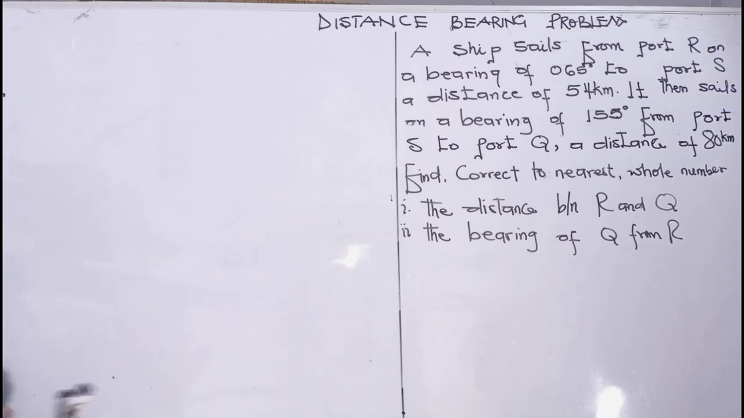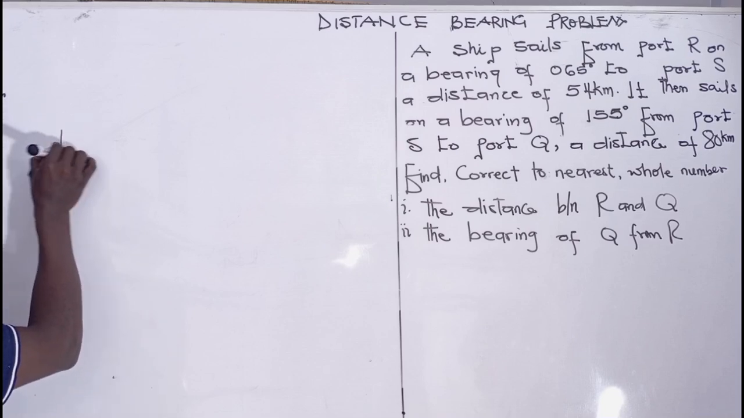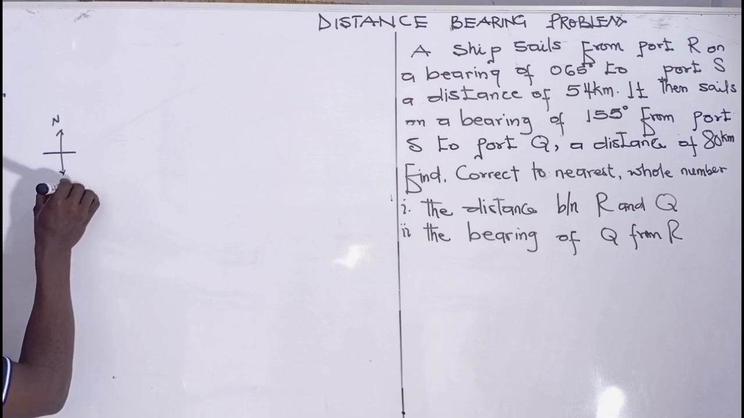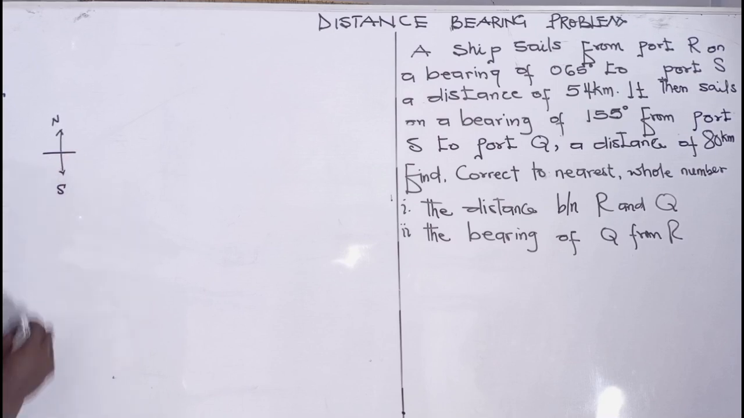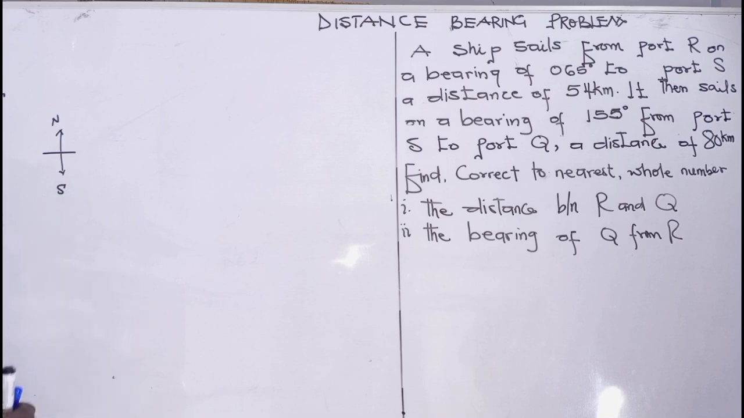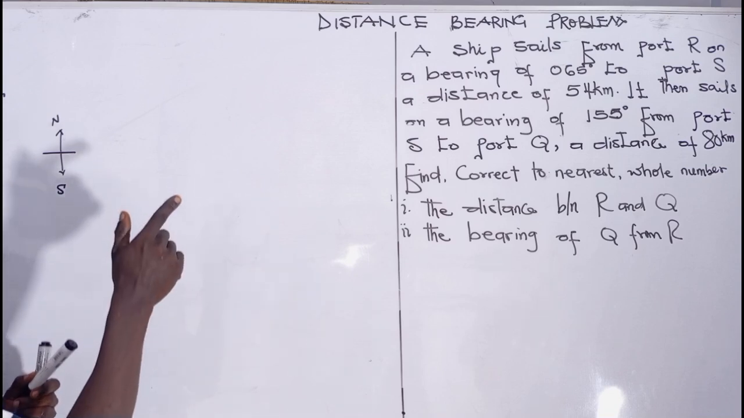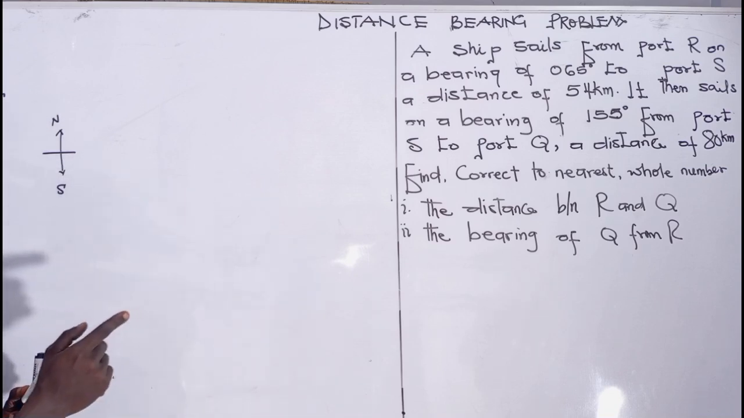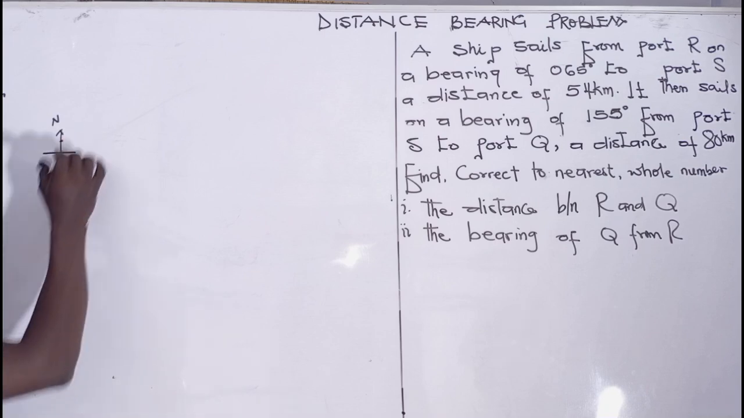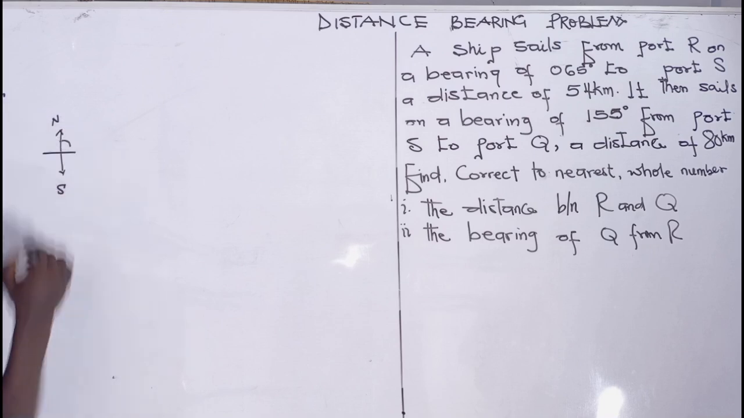So in bearing, the first thing that you're supposed to do is to draw your cardinal points. So we have this, our north pole, our south pole, our east, and then our west. We have already established in our previous lesson that in bearing, angles are measured from the north in a clockwise direction. So the bearing of 65 degrees is going to fall in this particular quadrant. So you start measuring from the north in this direction.